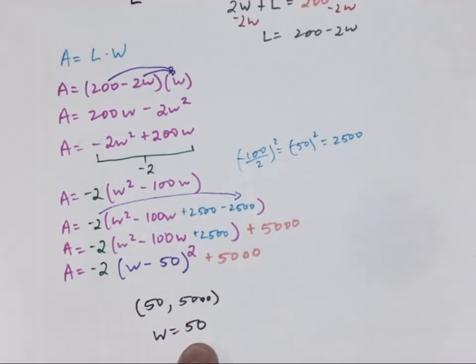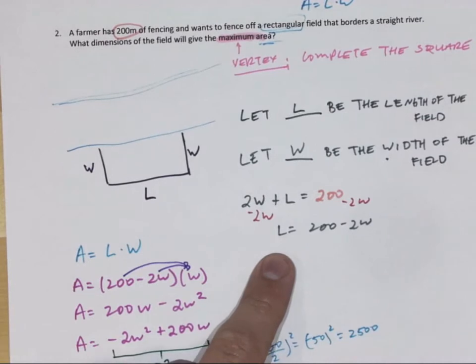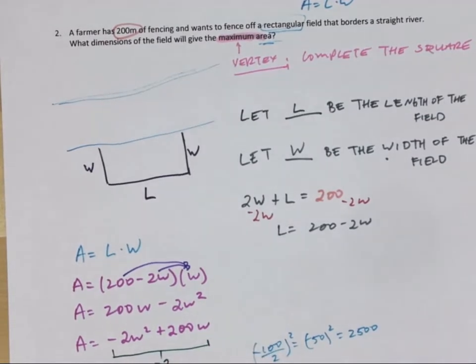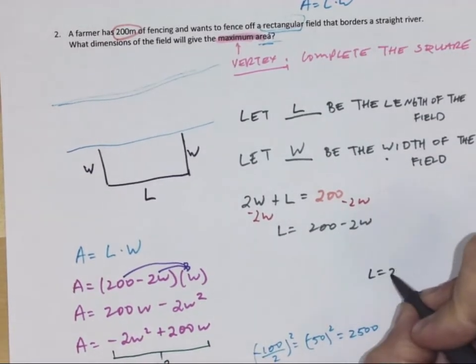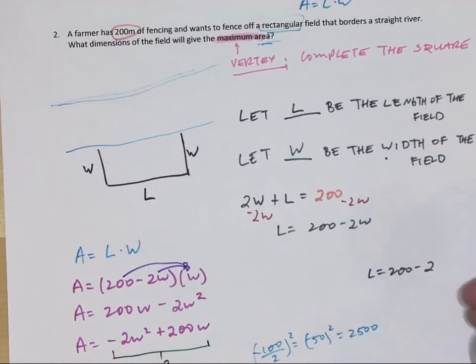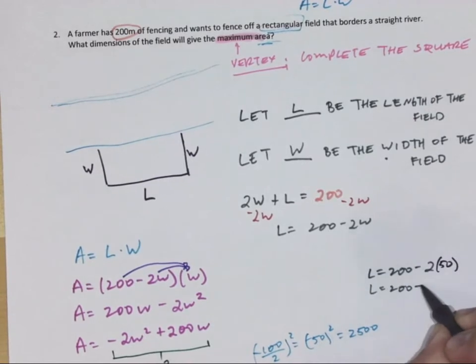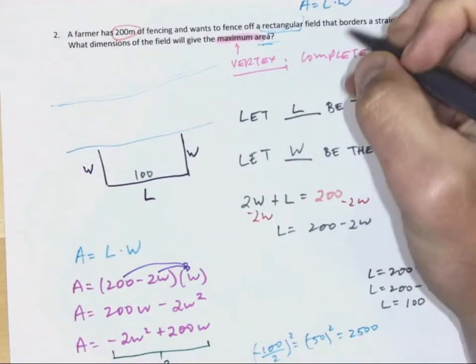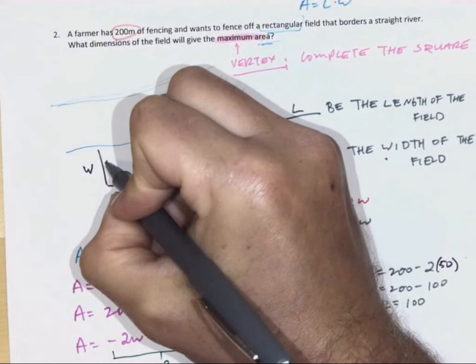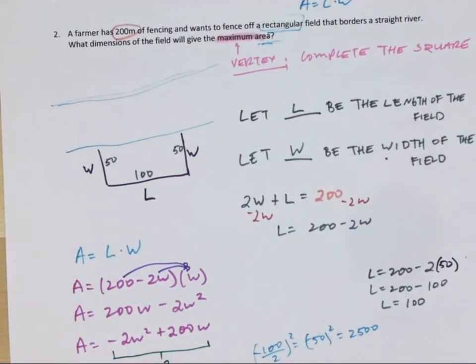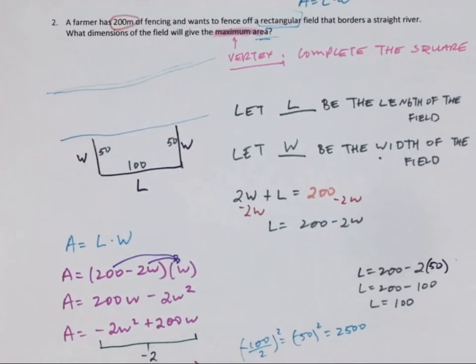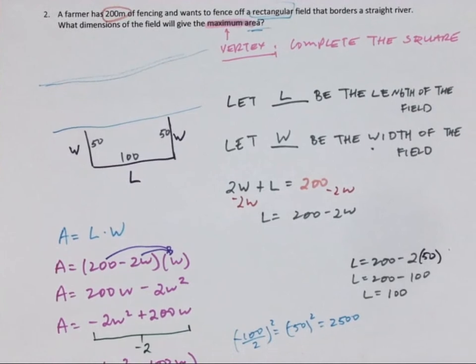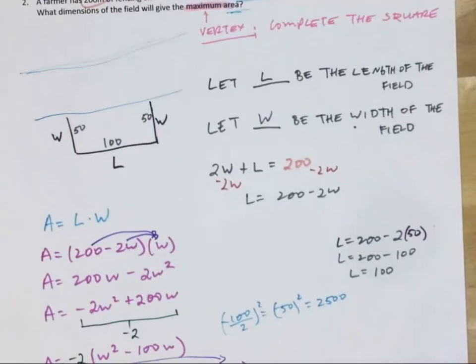The width is 50. So we can go back here, sub width in to actually find our length. We just found the width of 50. So what does that tell us the fencing is? 100 meters by 50 meters. That makes up 200 meters of fencing total and is the maximum area. So, what dimensions of the field?